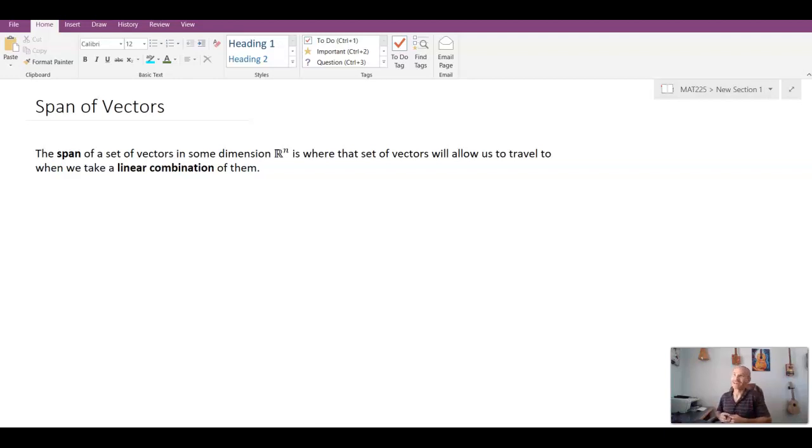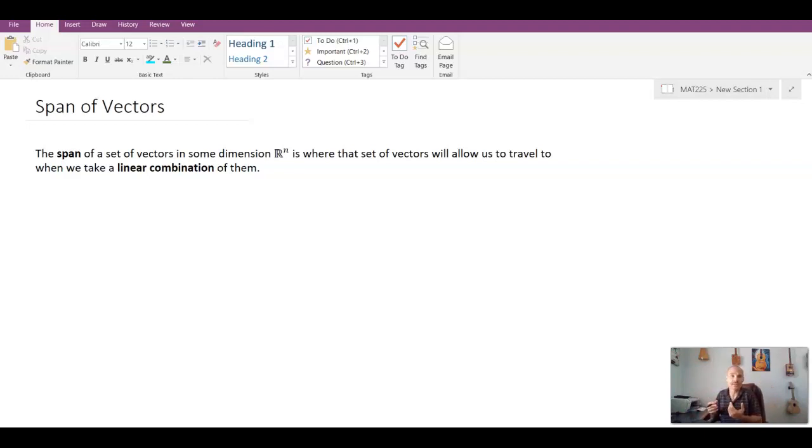Hello and welcome back. In this video, we're going to explore the concept of span a little bit more. Let's remember that the span of a set of vectors in some dimension: if I have these n-dimensional vectors, n could be 2, meaning I have vectors in 2 dimensions, or I have vectors in R3, which means I have vectors in 3 dimensions. The span of them is basically if I scale them and then put them together tip to tail, the question is where can I make it to within that space?